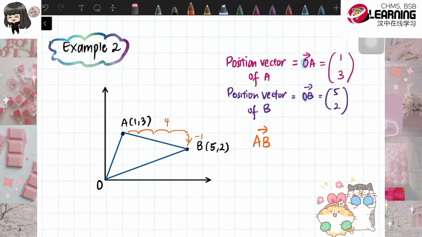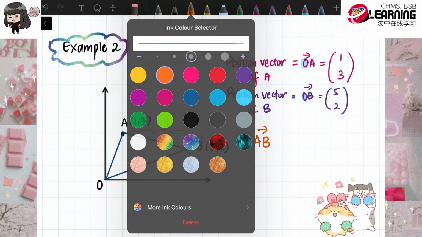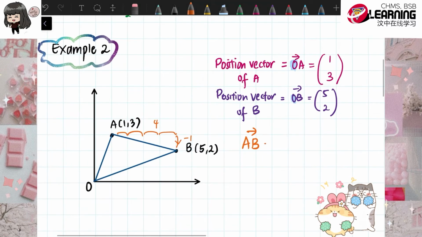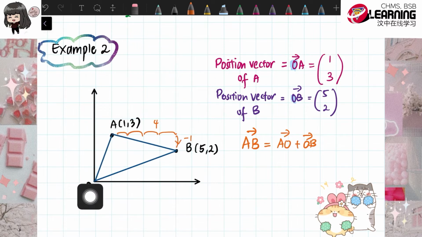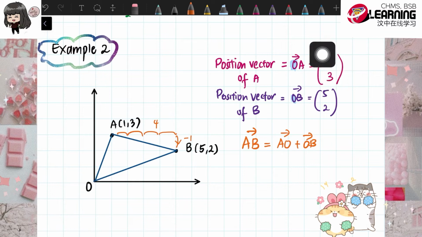Okay, let's say if you're not given this diagram, what are you gonna do? Okay, you have another method of doing this. How? Okay, let's see. AB is also from A goes to O first and plus O goes to B. Meaning to say that A goes to B means A goes to O first and O goes to B. Right? So A goes to O, we already have OA.